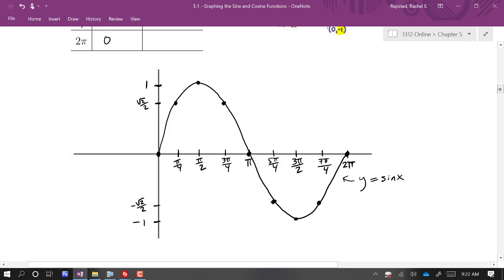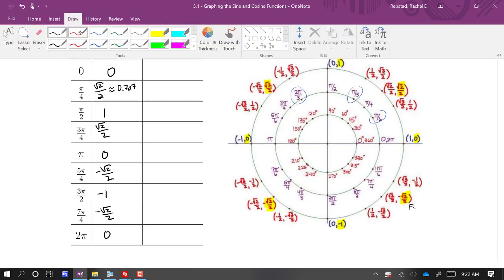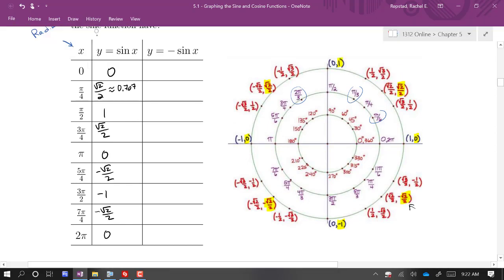Next, we're going to plot y equals negative sine x. We don't necessarily need to refer to the circle again because we're just going to take the values that we found for sine x and change the sign, right? That's what this means here. So this is still 0. This will be negative root 2 over 2, negative 1, negative root 2 over 2, 0, positive root 2 over 2, positive 1, positive root 2 over 2, and 0.